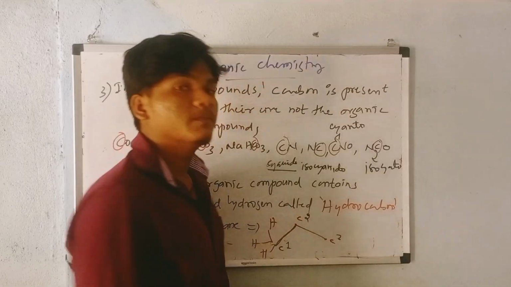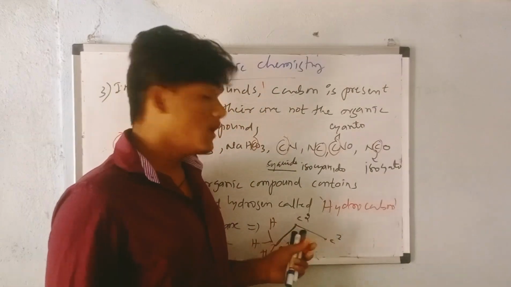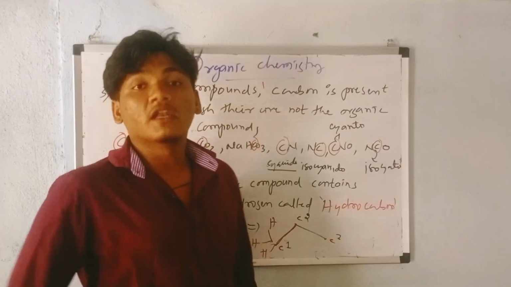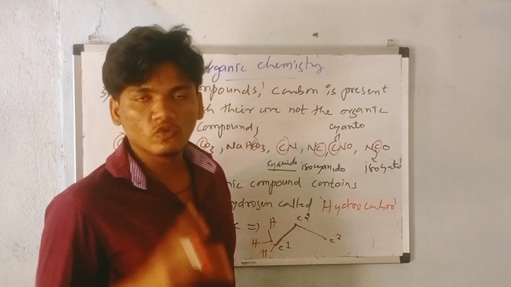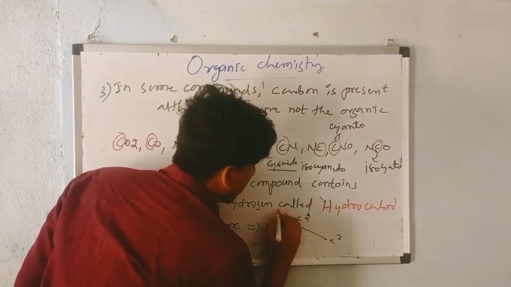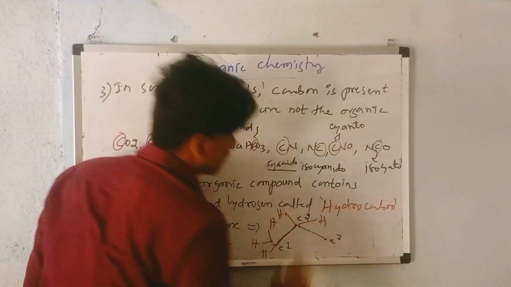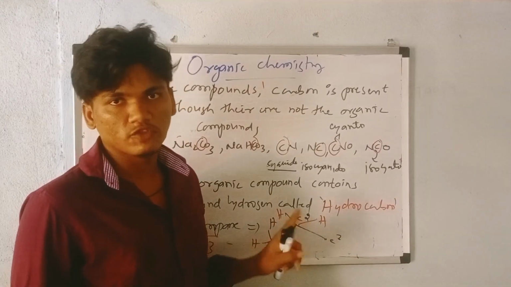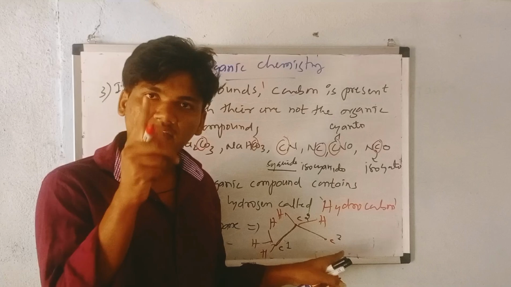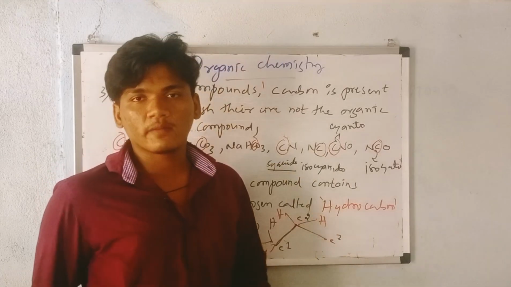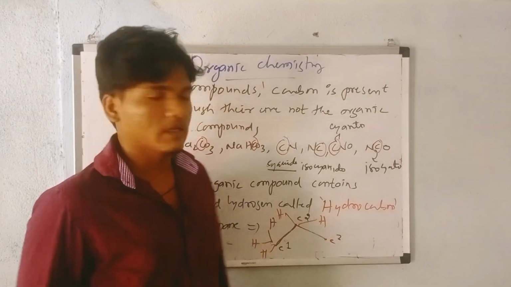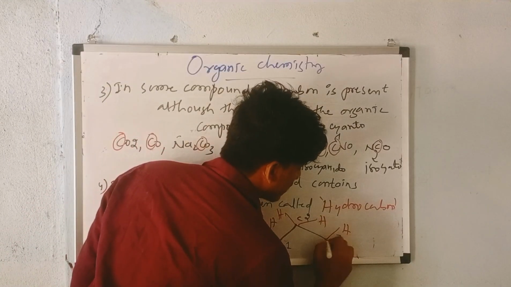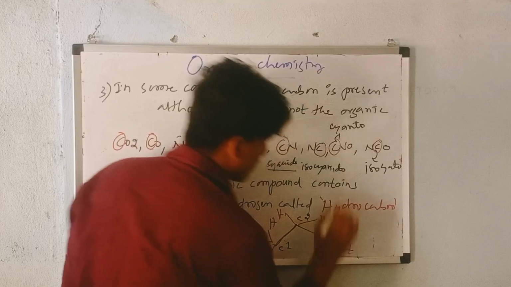Now come to the second carbon. The second carbon forms 2 bonds, with the first carbon and the third carbon. 2 more bonds remain, so here 1 hydrogen and here 1 hydrogen. Come to the third carbon. It is almost similar to the first carbon: it forms a single bond with the second carbon, and 3 bonds remain, which are hydrogen bonds. Here 1 hydrogen, here 1 hydrogen, here 1 hydrogen.